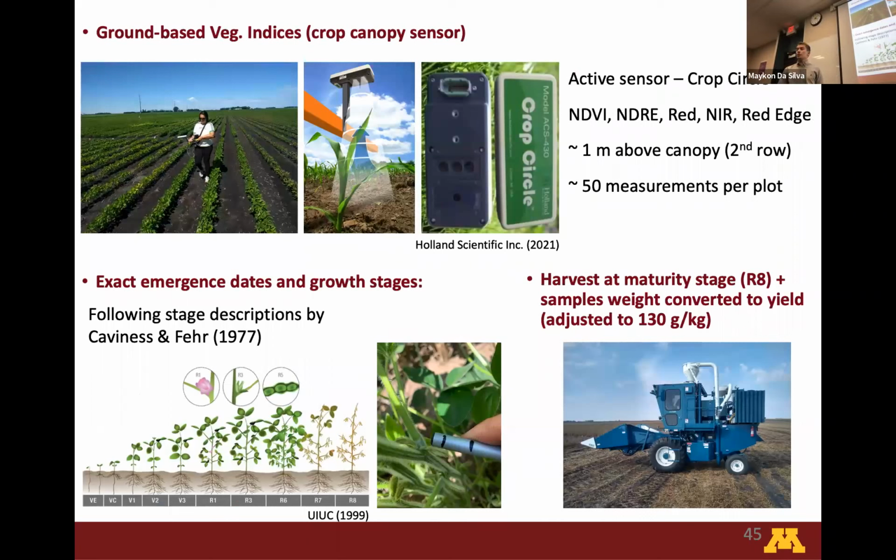Ground-based vegetation indices will also be collected on the same days as visual scores with the use of a crop canopy sensor called Crop Circle. This Crop Circle is an active sensor that provides NDVI and NDRE vegetation indices information, as well as basic reflectance such as red, near infrared, and red edge.